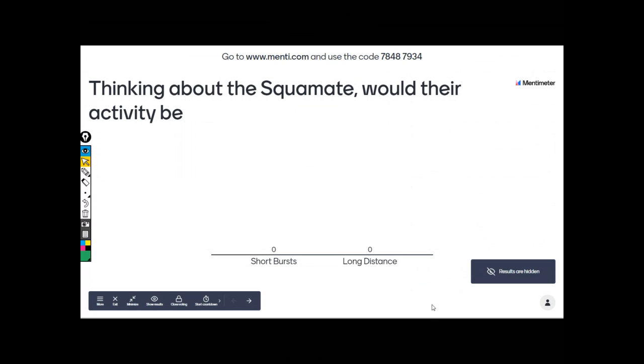All right, so as we think about squamata and thinking about their movements, are their movements and activity levels going to be long distance movements or short distance movements?